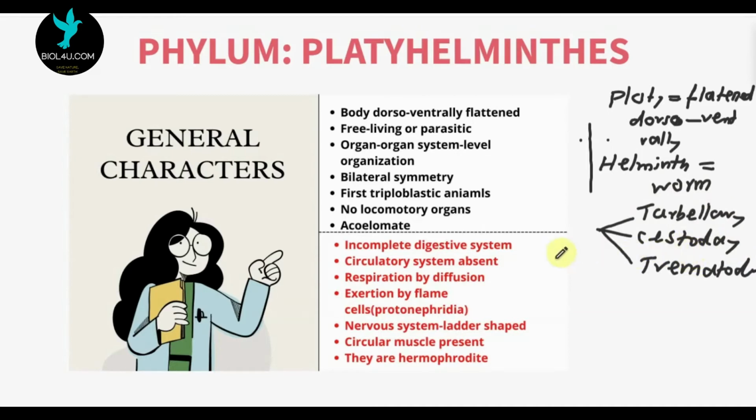Okay. Then the next character, the digestive system. It is an incomplete digestive system. The word incomplete digestive system means it has only one opening, that is the mouth. For example, if you take the Fasciola, the Fasciola body is like this. So it is showing a mouth. This is the mouth. The mouth is followed by an esophagus. Then the esophagus is followed by the intestine.